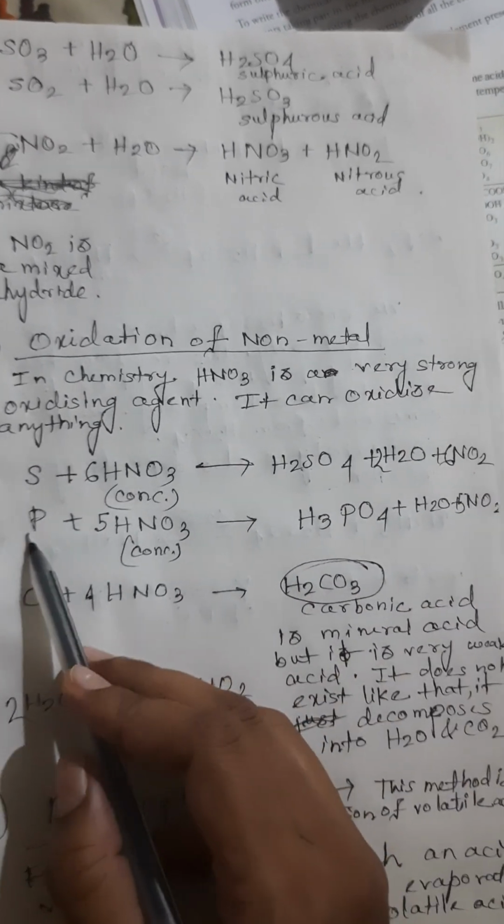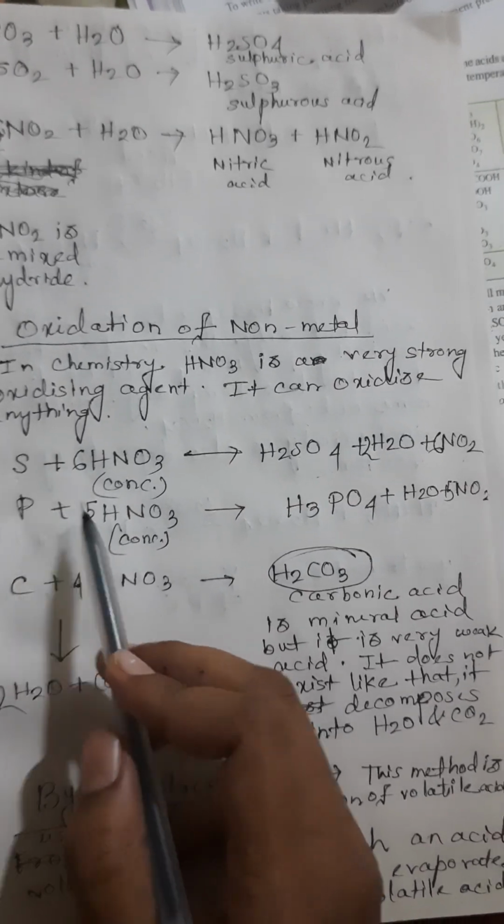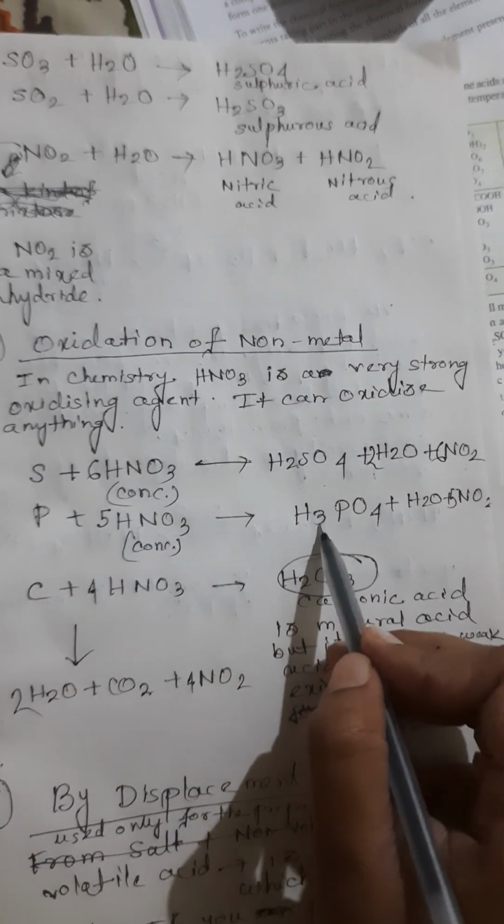Now the same kind of reaction is this: when phosphorus reacts with nitric acid, the nitric acid oxidizes phosphorus, and we get phosphoric acid.